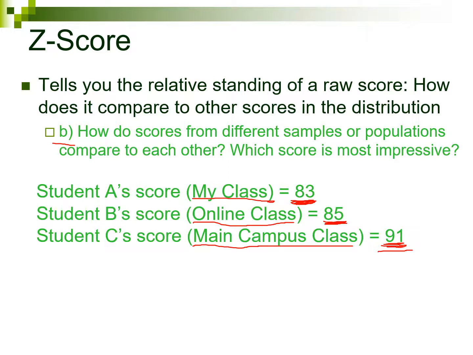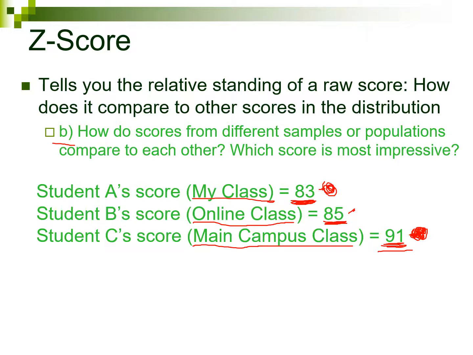Now, I'm exaggerating here, but what this is illustrating is that if we're trying to figure out which of these raw scores is most impressive, you can't look at the raw scores and compare those. Because again, the student who got the biggest raw score out of these 391 might have done the worst compared to the classmates in their class. This 91 might be one of the lower scores in their class, whereas this 83 might have been one of the highest scores in my class.